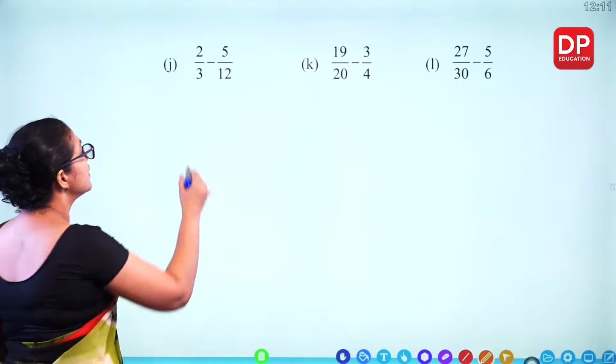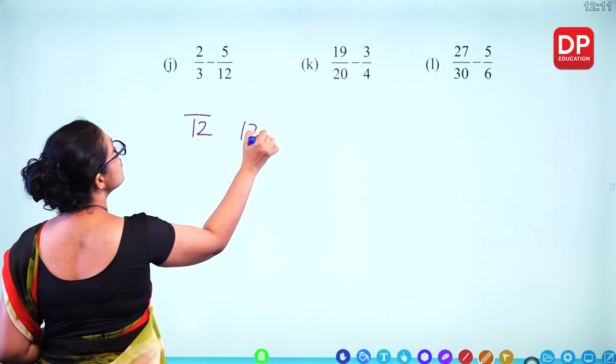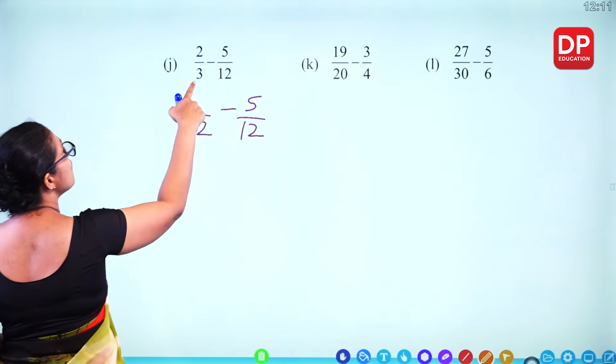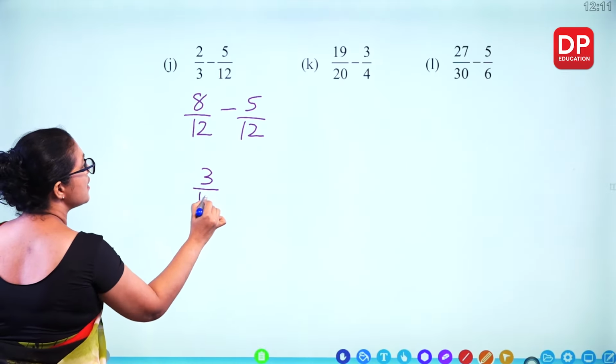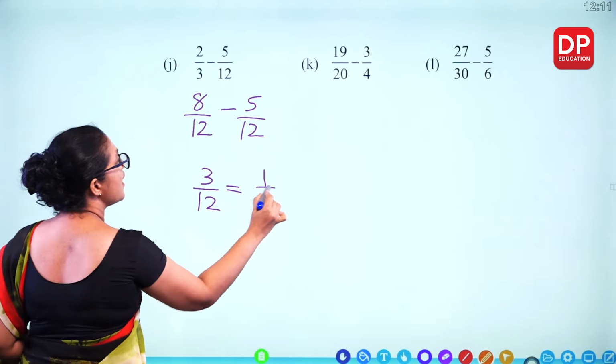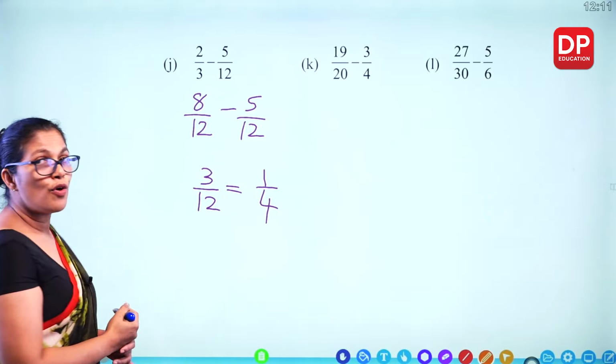3 and 12. Convert to the common denominator 12. 4 times 3. 4 times 2, 8. 8 minus 5, 3. 3 over 12, I can write 1 over 4. Divide by 3.